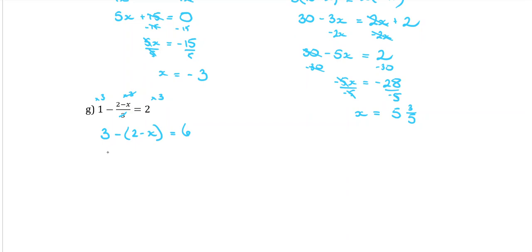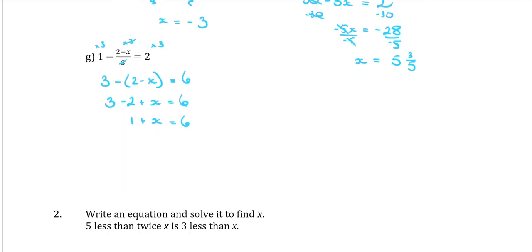If I expand out the bracket, I get minus 2 plus x equals 6. 3 minus 2 is 1, plus x equals 6. And then I can just minus the 1 and get x equals 5.